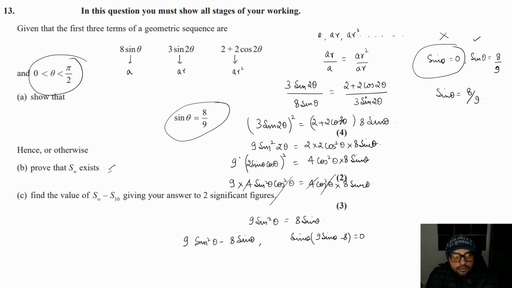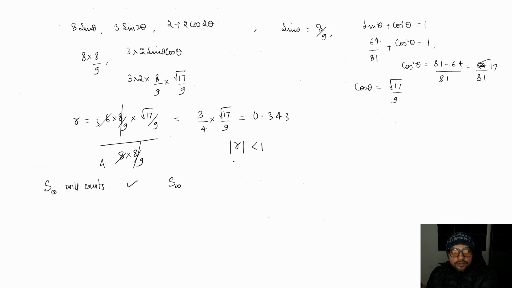Now in the find the value of C part, S infinity negative of S10, giving your answer to two significant figures, students. Okay, so S infinity will be equal to A by 1 negative of R. What will be A here? A here will be 64 by 9 upon 1 negative of 0.343. Okay, if you want to calculate, you can calculate it here, but I'll not go ahead with this part. I'll be keeping it on hold here.